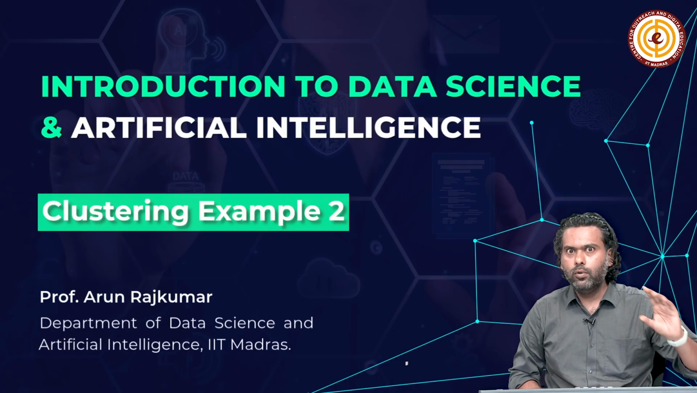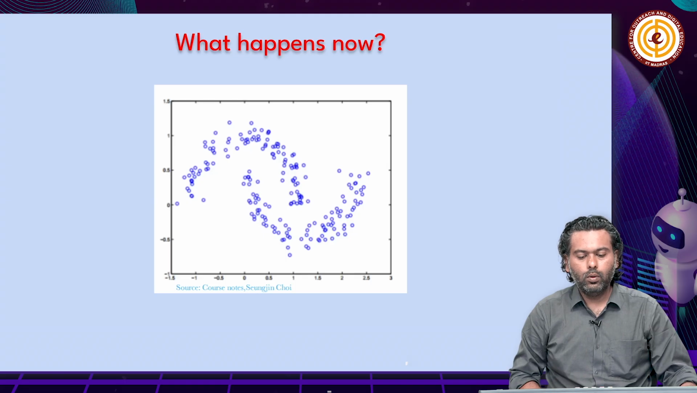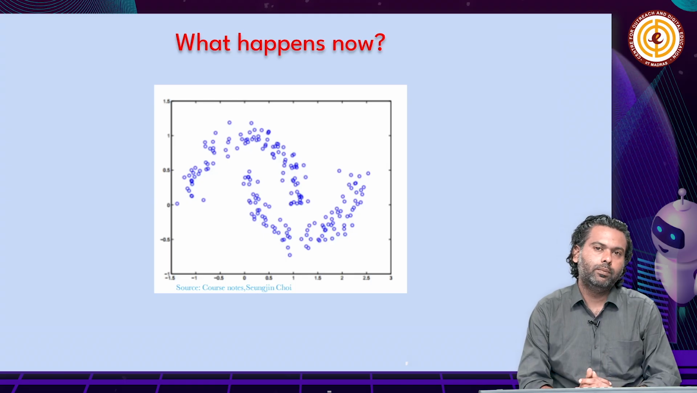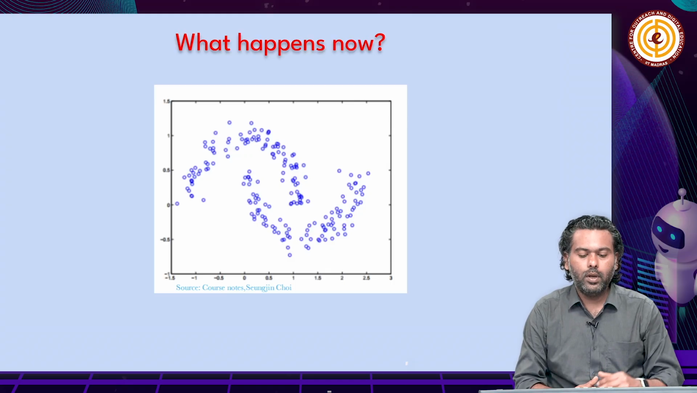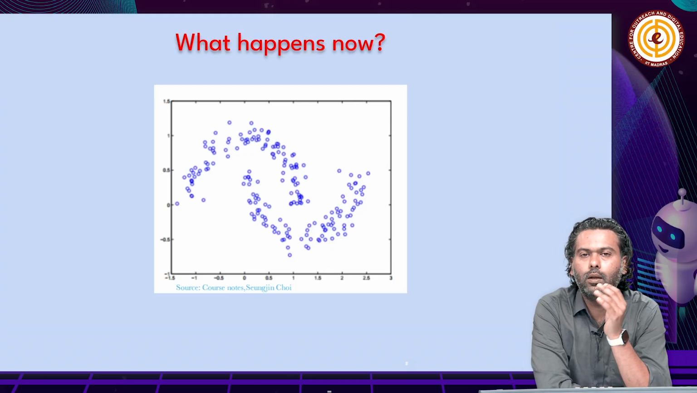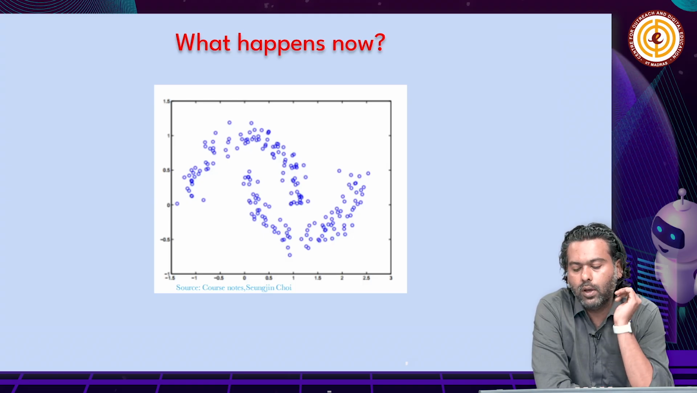Now, I want to make a few comments before we close this module. Let's look at this example, and this is an exercise that I want you to really think about. How many clusters do you think there are in this picture, and what are these clusters? Naturally, intuitively, how many clusters do you think there are?